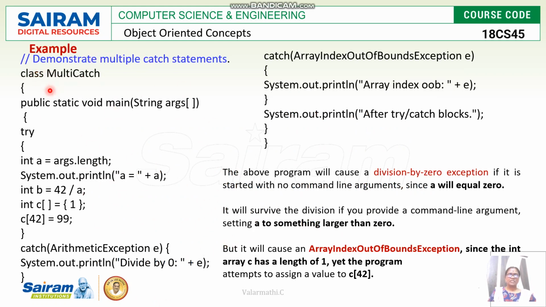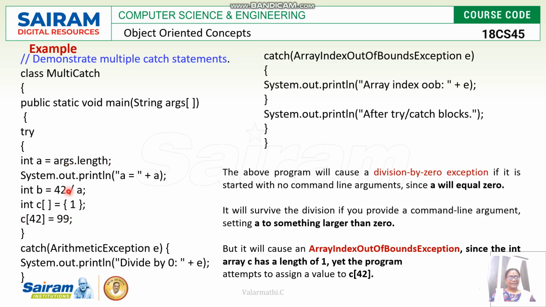Here is an example for multiple catch. It starts with a class name, public static void main. Here, one set of code is written. Look at this code. Inside the try block, we have written int a equal to args.length. What is the input argument we are giving? The length of the input arguments is stored in the variable a. Then in System.out.println, a is written. Then int b equal to 42 divided by a. Then int c equal to, within the braces, 1, and c of 42 is equal to 99.